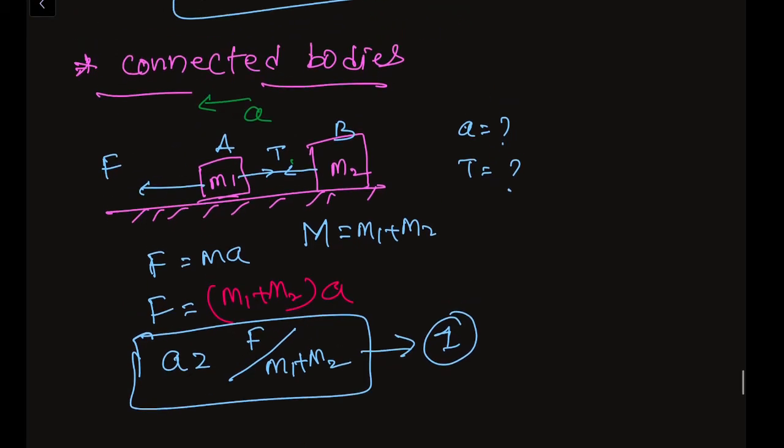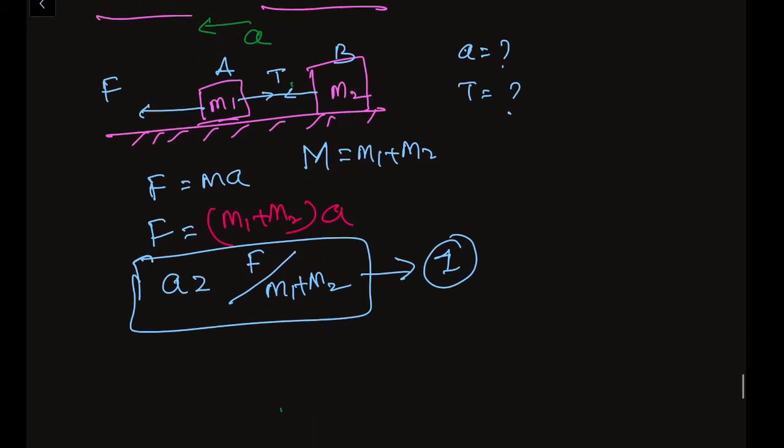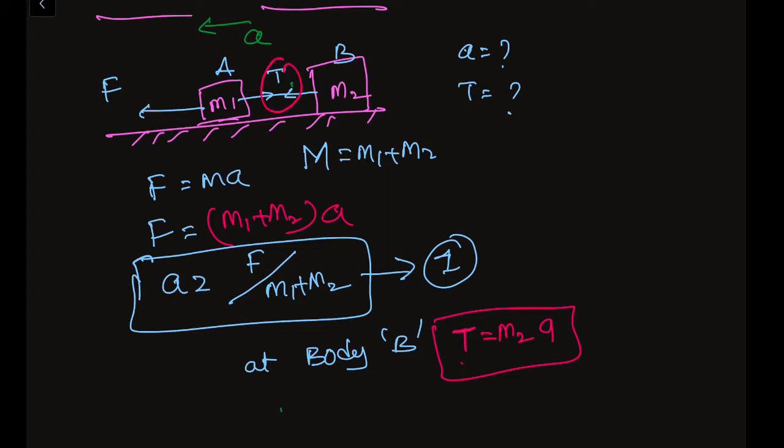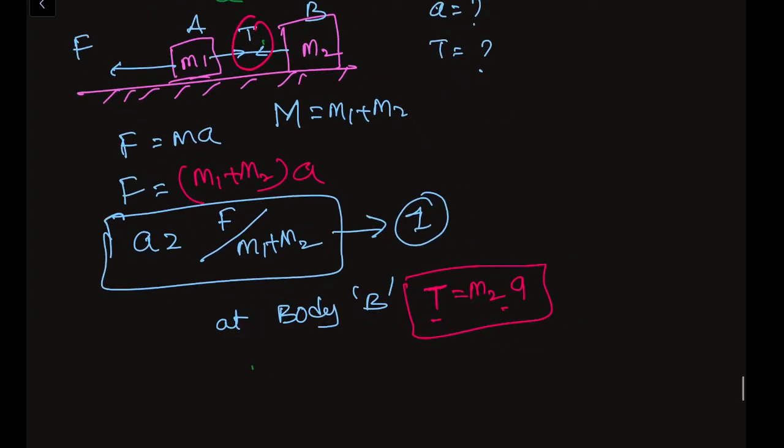Here in this case the body moves, and at body B, T is equal to m2 into a, mass into acceleration. Here the tension value is m2 into a. Got it, children? Yes.